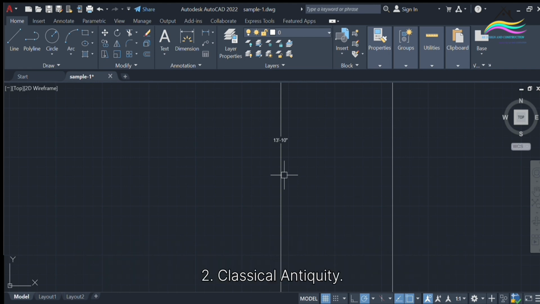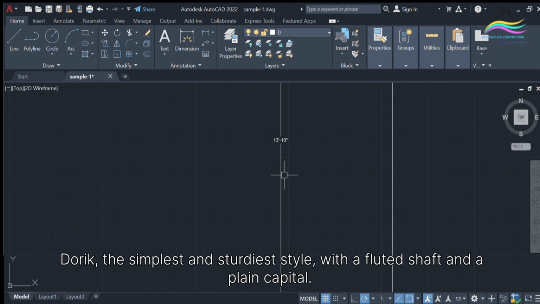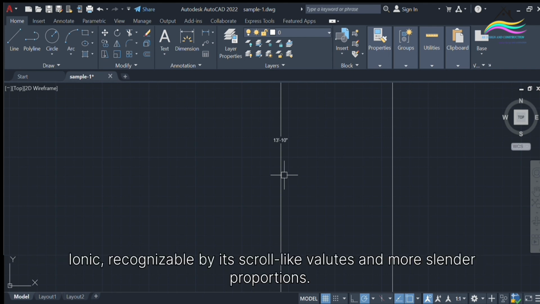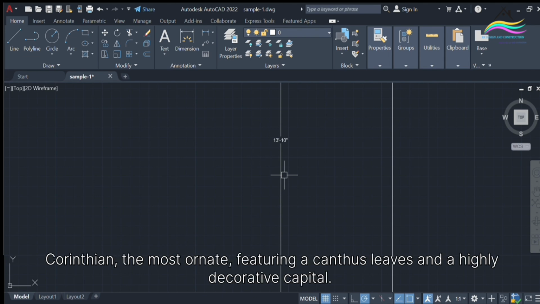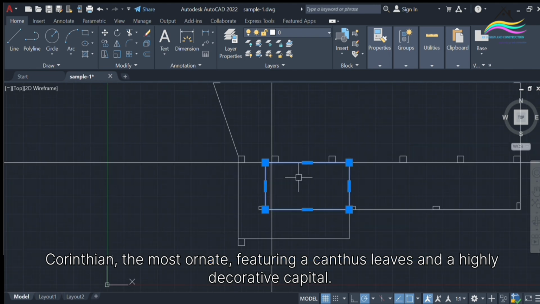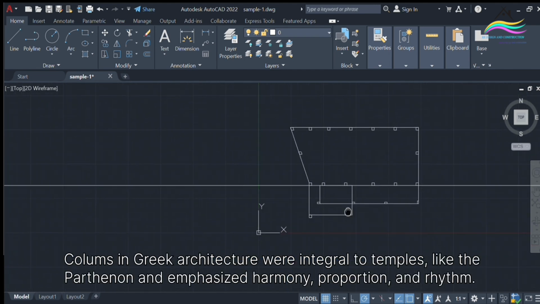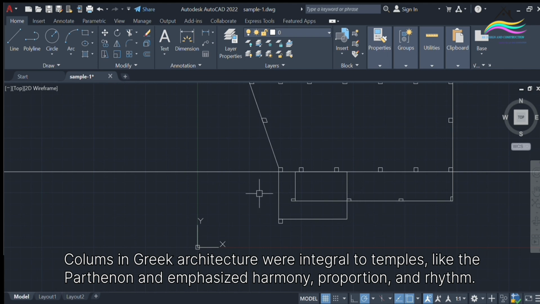2. Classical antiquity. Greece, c. 600 to 300 BCE. The ancient Greeks formalized column architecture with three primary orders. Doric, the simplest and sturdiest style, with a fluted shaft and a plain capital. Ionic, recognizable by its scroll-like volutes and more slender proportions. Corinthian, the most ornate, featuring acanthus leaves and a highly decorative capital. Columns in Greek architecture were integral to temples, like the Parthenon, and emphasized harmony, proportion, and rhythm.